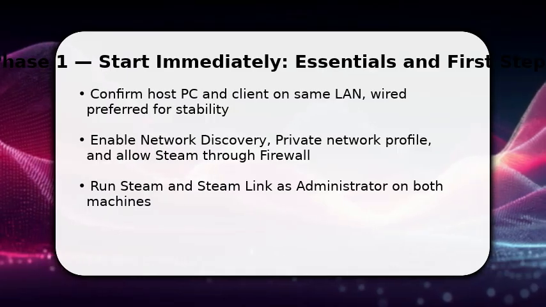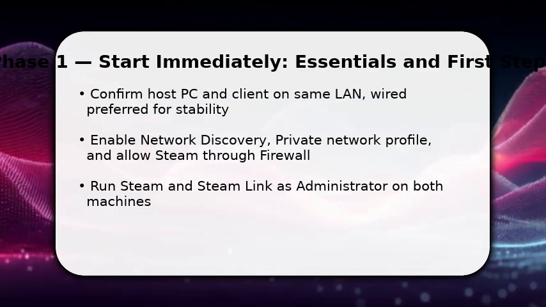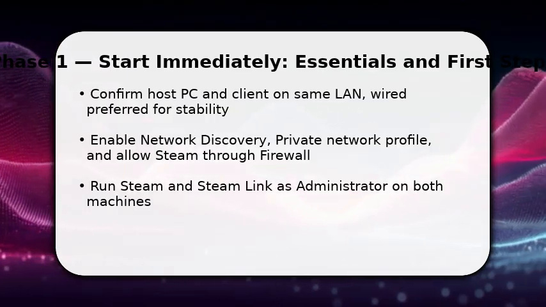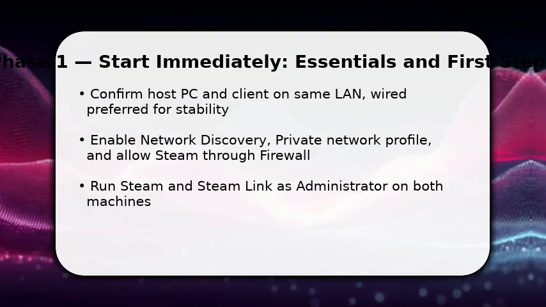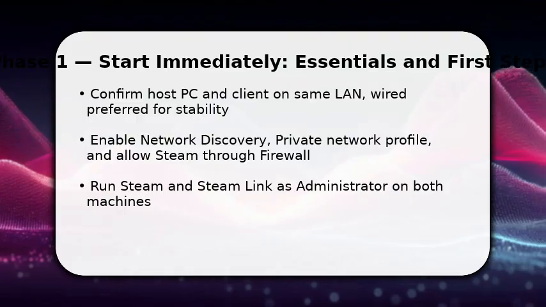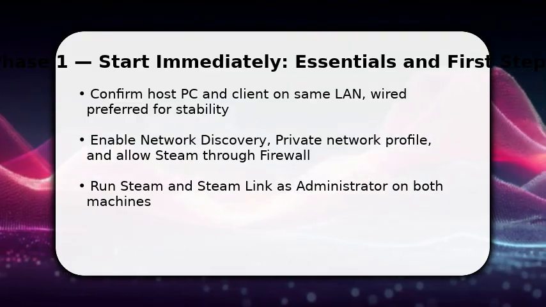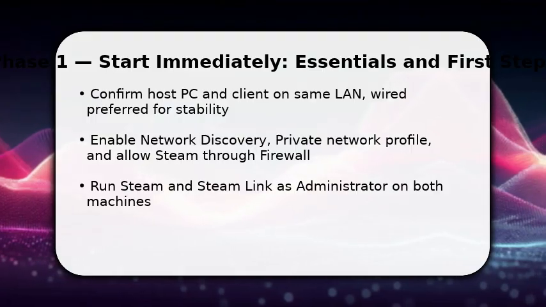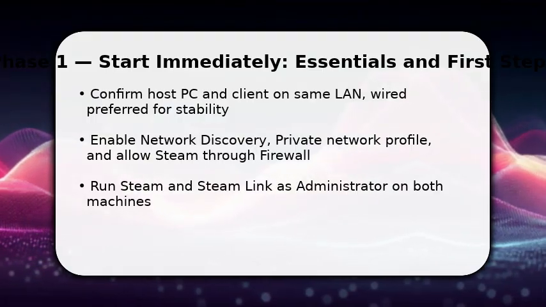You begin by fixing permissions and the network. Do this first. On Windows 11, set the network to private and enable network discovery. Once done, open Windows Firewall and allow Steam and Steam Link on private. Make sure you run both Steam and Steam Link as administrator. This prevents intermittent blocked sockets.